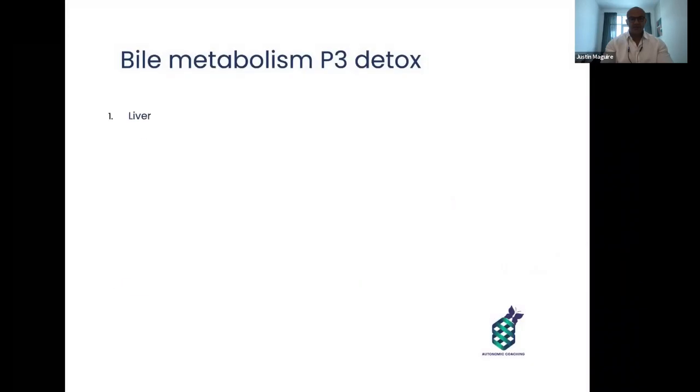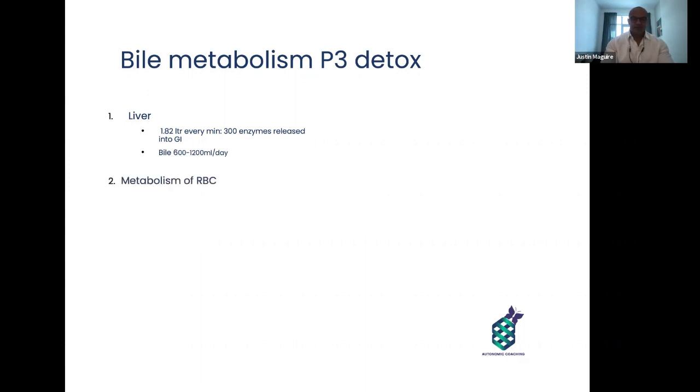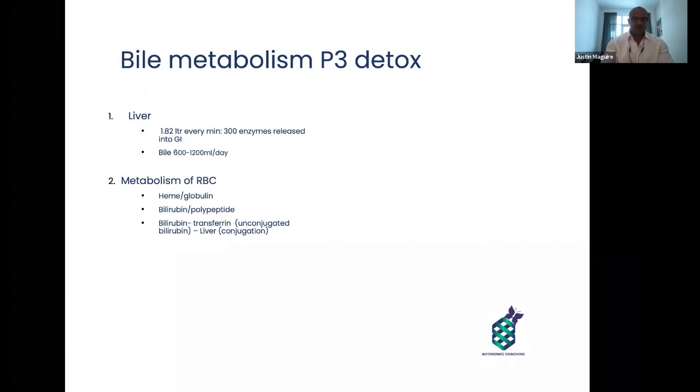Okay, bowel metabolism, phase 3 detox. The liver filters 1.82 liters every minute. 300 enzymes are released into the gastrointestinal tract. It produces 600 to 1200 milliliters of bile a day. Metabolism of red blood cells. Okay, so heme and globulin fractions are separated from one another. Bilirubin is produced from the heme. Polypeptides are produced from the globulin fractions. Unconjugated bilirubin goes through transferrin, so transferrin helps to bring it to the liver. The liver conjugates bilirubin. Bile is released into the hepatic duct.